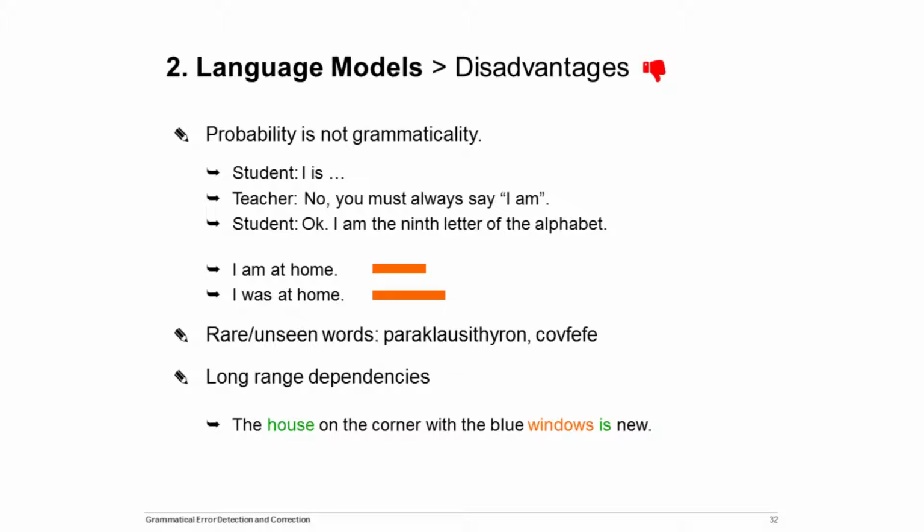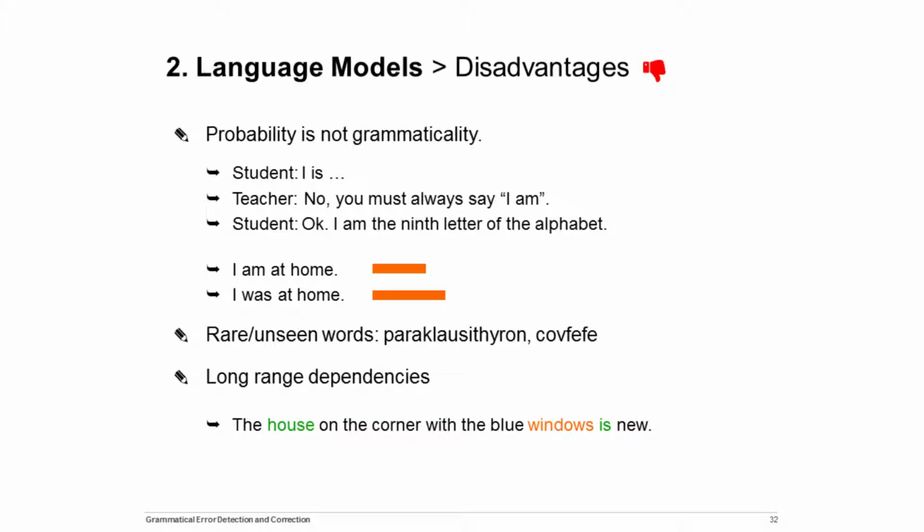We've also got "covfefe", which was President Trump's main contribution to the world so far, from May earlier this year. So these words will never appear in the language model, which just means it doesn't really know what to do in terms of context. So that's another problem.